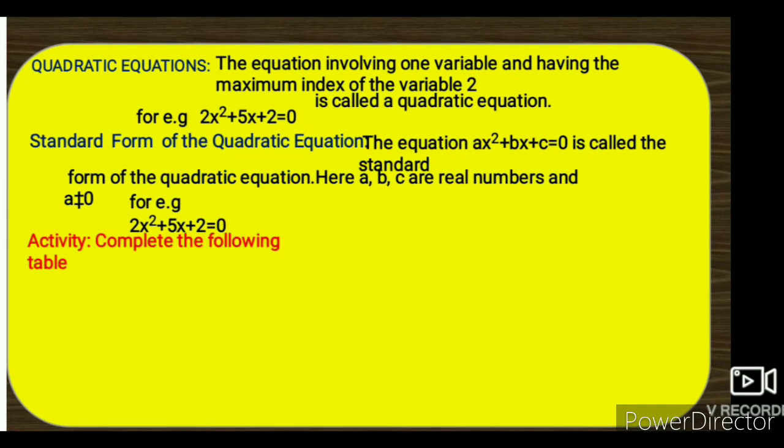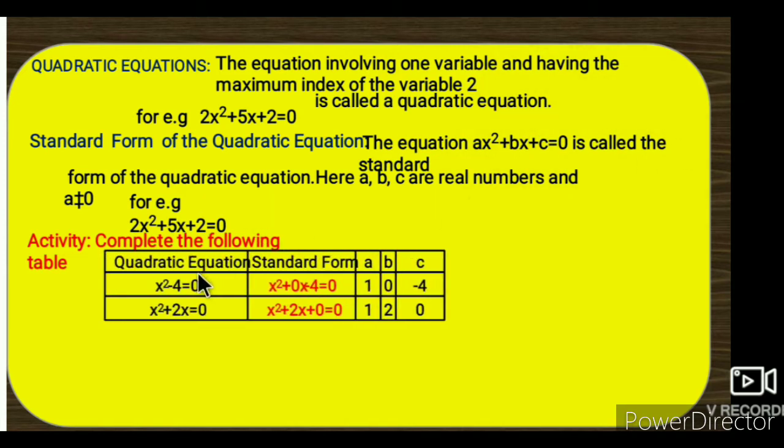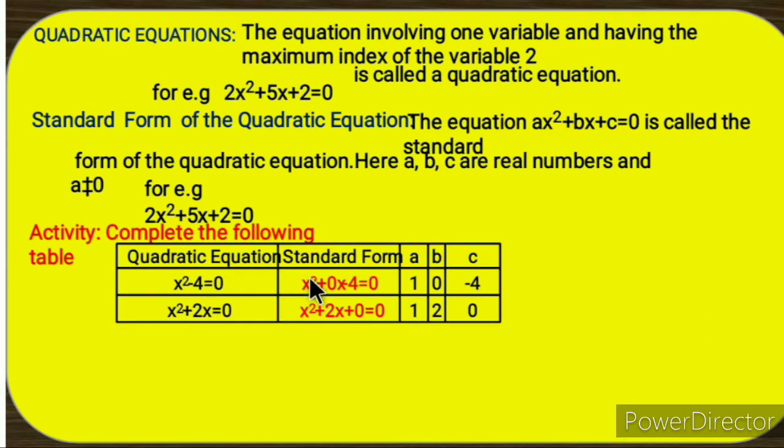Students, some activities are given. Complete the following table. You are given quadratic equations. The first is x square minus 4 is equal to 0. The second equation is x square plus 2x is equal to 0. Students, you have to write down the standard form and the values of a, b, c.